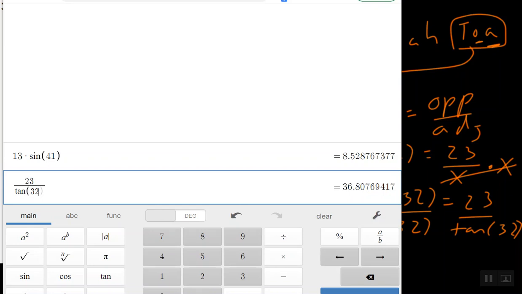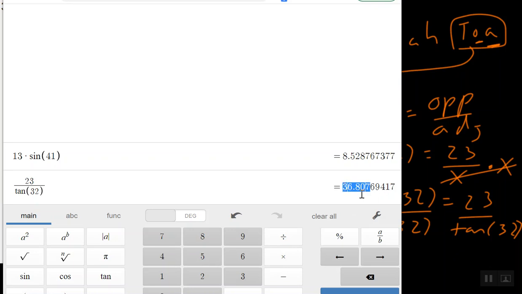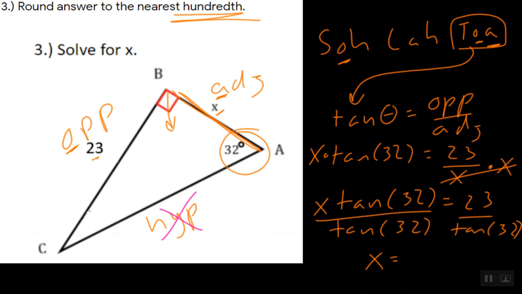Alright guys, and so it looks like the answer here is 36.807. Because I'm going out to the hundredths place, I always look out one digit further. And it turns out this 7 is going to change that 0 into a 1. Remember this from elementary school? 5 or more raise the score. So anytime we have a number that's 5 or higher, we're going to round our number up by 1. Okay, so 36.81 is our answer.